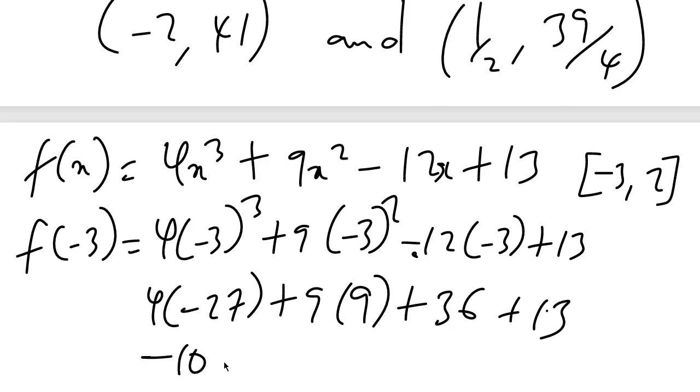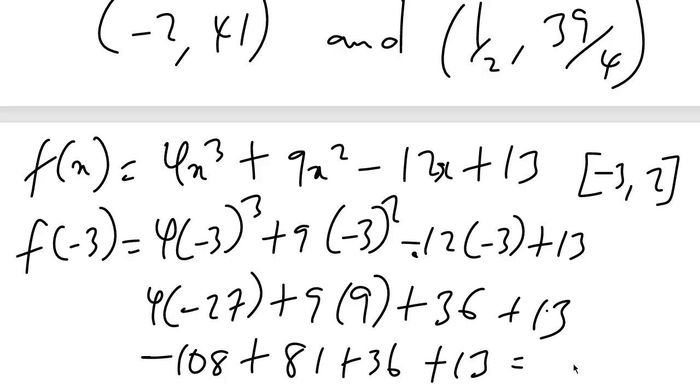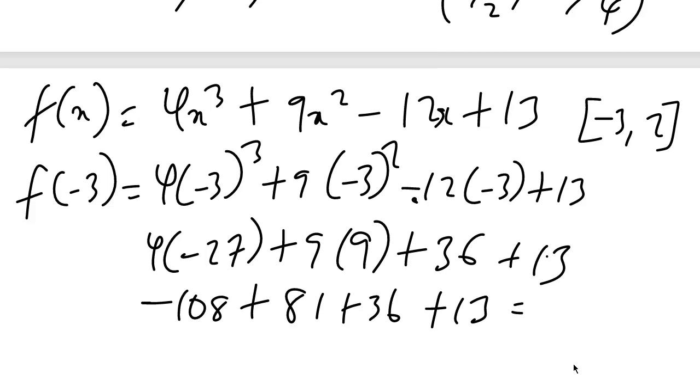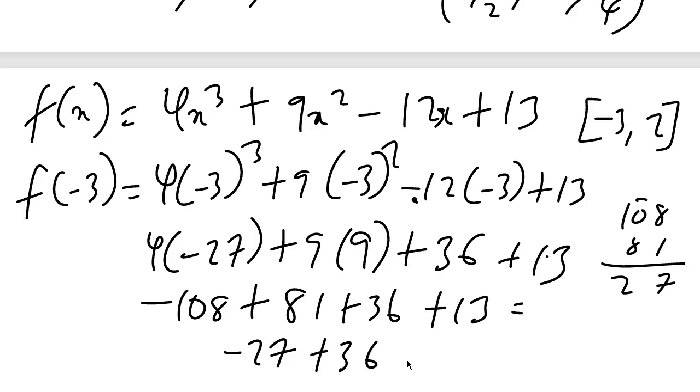-27 times 4 is -108, and then positive 81 plus 36 plus 13. So compute that on your calculator. You won't have a calculator, so you should be able to do this without one. -108 plus 81 is going to be what? 108 minus 81 is 27. That's -27. -27 plus 36 is what? 36 minus 27, which is 9. And 13 plus 9 is what?